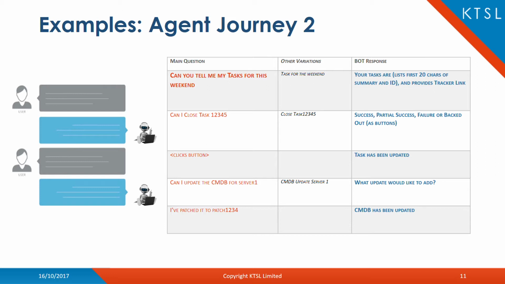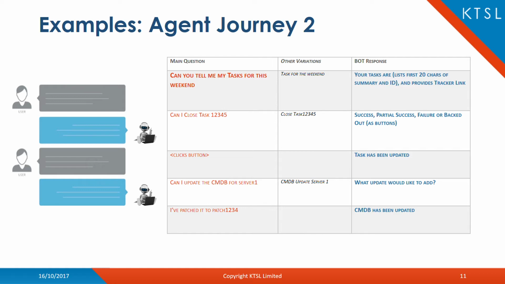I asked the bot, can you tell me my tasks for this weekend? It says your tasks are, again, lists the first 20 characters of the summary and the ID for a mobile, provides a link for more detail. Now on the weekend I'm working on one of those tasks. Can I close task 12345? It prompts me to say, was it successful, partially successful, or a failure, etc. I click on the button that links to that success, and then it updates that task. Again, 2 simple interactions rather than having to log on to a tool.